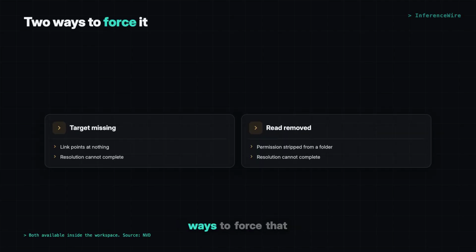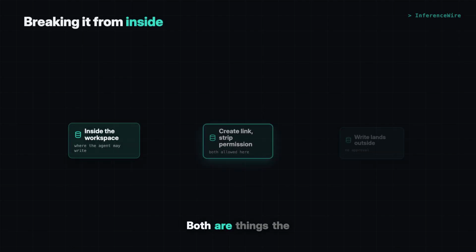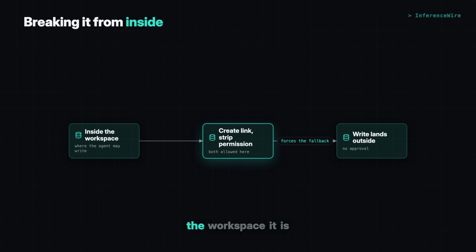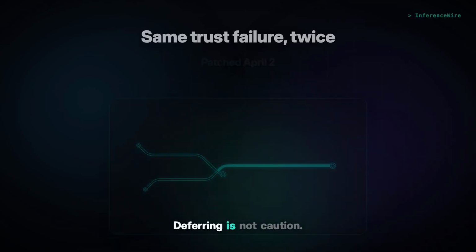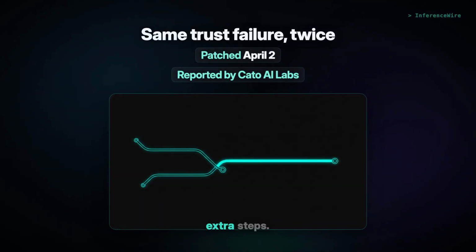The record names 2 ways to force that failure. Point the link at something that does not exist, or strip read permission from a folder. Both are things the agent can do inside the workspace it is already allowed to touch. The attacker never leaves the sandbox to break it. This is a fail open check, the most portable idea here. A security test that cannot finish has 2 options: deny or defer. Deferring is not caution. It is approval with extra steps.